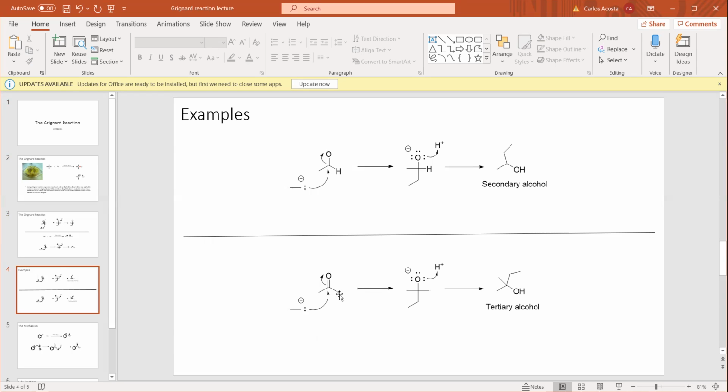The lone pair will attack the carbonyl carbon, which is electrophilic, kick the electrons up onto the oxygen, form this alkoxide intermediate, which is then protonated by an acid, and we get our tertiary alcohol. So just by changing the substrate, we could change what type of alcohols that we get.